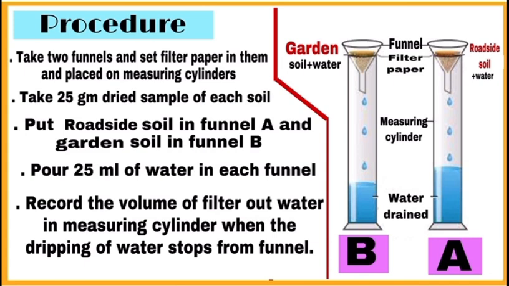Procedure to do this experiment. Take 2 funnels and set filter paper in them and then place them on measuring cylinder as shown in the diagram. Take 25 gram dried sample of each soil. Put roadside soil in funnel A and garden soil in funnel B. Now pour 25 ml of water in each funnel. Record the amount of water that drains down.